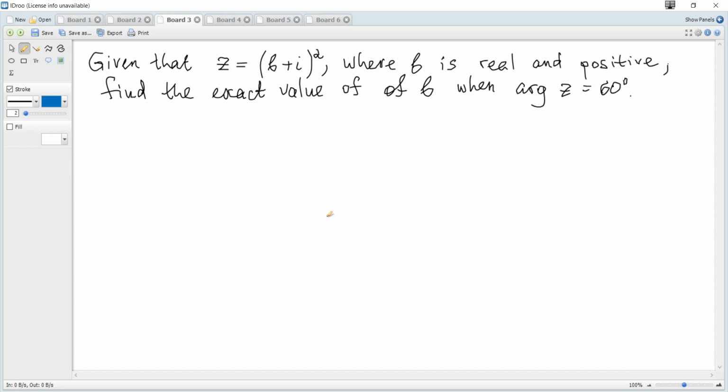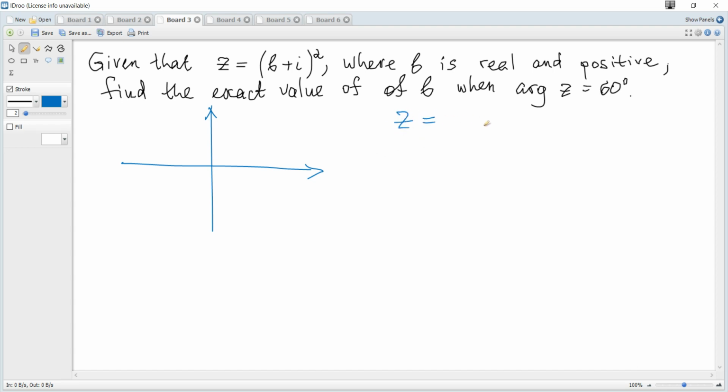Given that a complex number z is (b + i) squared, where b is real and positive, find the exact value of b when the argument of z is 60 degrees. Let's consider what the argument of a complex number is, and when it's 60 degrees, what does it mean?